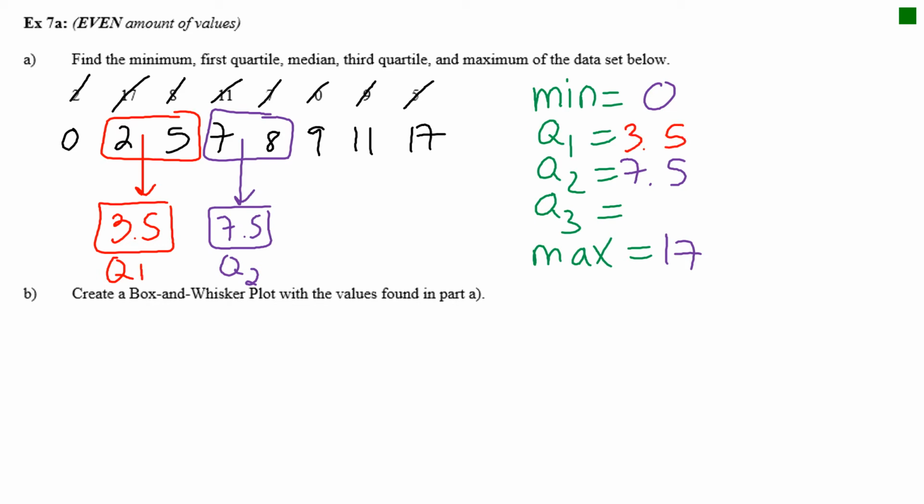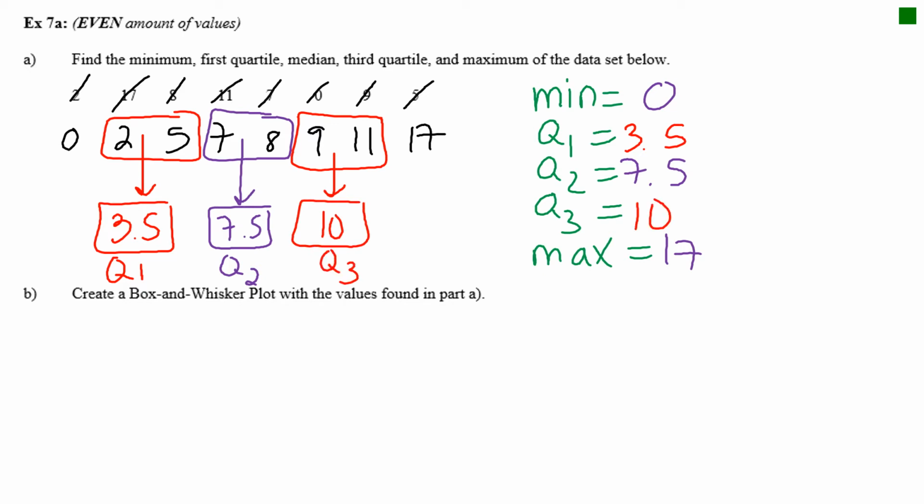Now we're looking for Q3, which is the median of the upper half, so we're looking towards the right of 7.5. So 8, 9, 11, and 17. Cross out 8, cross out 17. We have 9 and 11 stuck in the middle. Again, adding them together, 9 plus 11 gives you 20. 20 divided by 2 is going to give us 10. So Q3 is going to be 10.